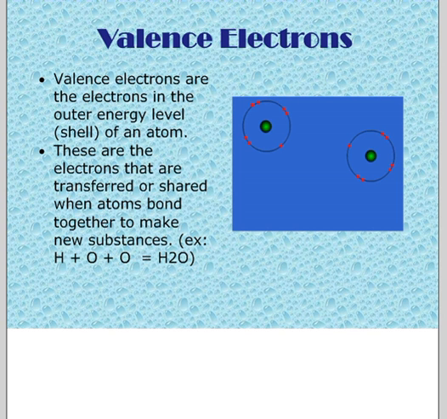So just to review, valence electrons are the electrons only on the outer energy shell or outer energy level of an atom. Okay, and these are important because these are the electrons that are used when atoms bond together to make new substances.